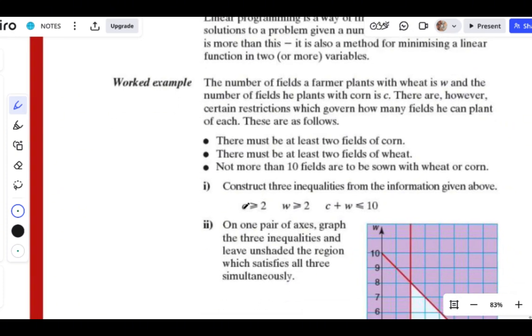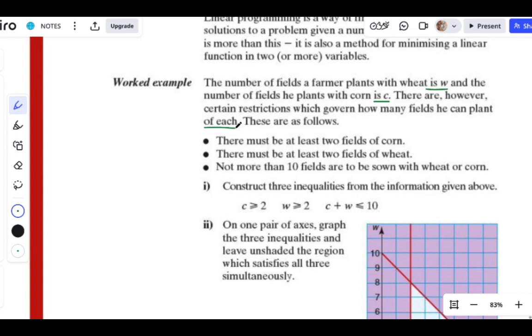What are the constraints? Now we want to look at the constraint. For example, let's take a look at this question. The number of fields a farmer plants with wheat is W, and the number of fields he plants with corn is C. There are, however, certain constrictions which govern how many fields he can plant of each.